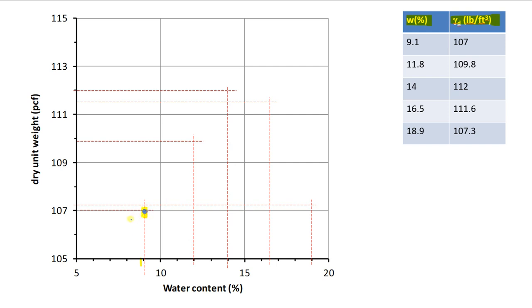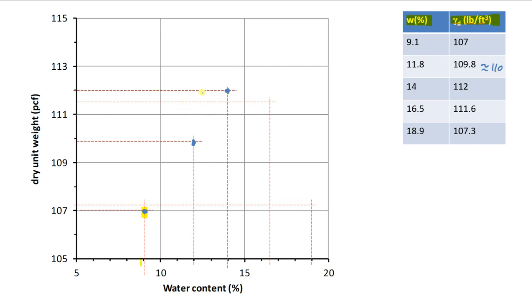The second data is 11.8 and 109.8. So 11.8 is very close to 12, and 109.8 I can round off to 110. So this is 109, 110, 111. So that is 110, and this is the second point. Okay, next is 14 and 112. So this is 111 and this is 112. So this is that point.